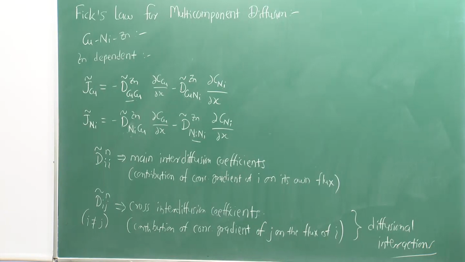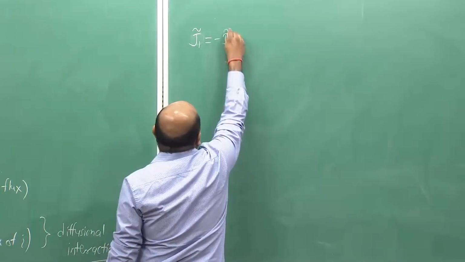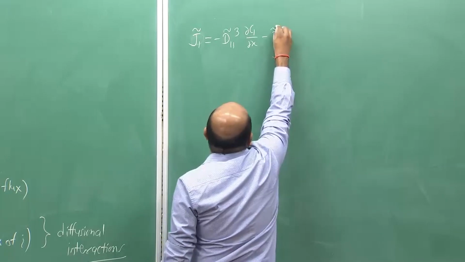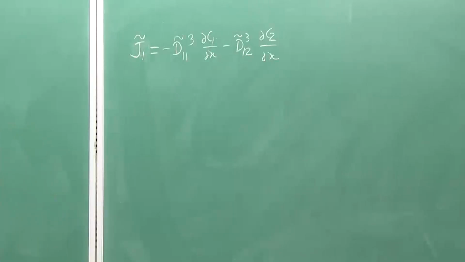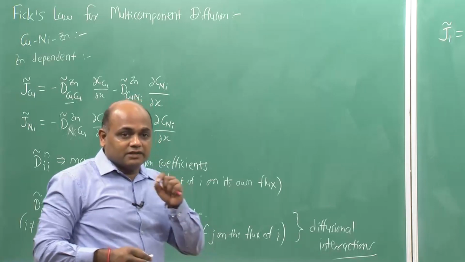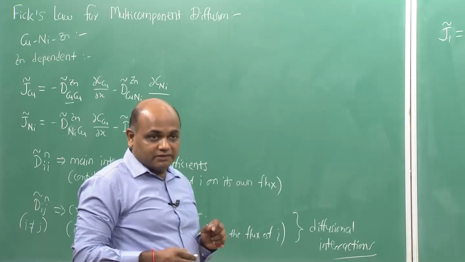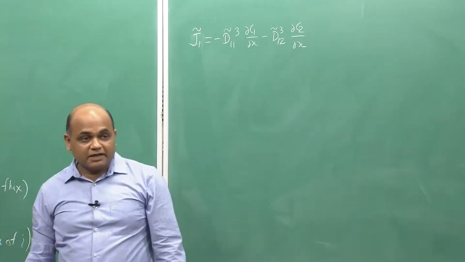So, now when we write the cross terms and the main terms, right. For example, in a ternary system, if I write J_1 tilde equal to minus D_11 tilde 3 ∂C_1 by ∂x minus D_12 tilde 3 ∂C_2 by ∂x. The main term most of the time will be positive, although it is not necessary, because D_11 tilde 3 is D_11 tilde minus D_13 tilde, but D_13, the cross effect, would be much smaller compared to the main term D_11. So, most of the time this term will be positive. The cross term D_12 tilde 3 may be negative or positive.